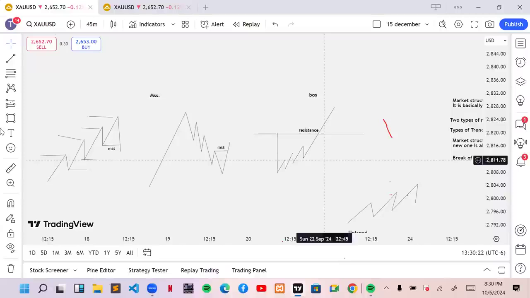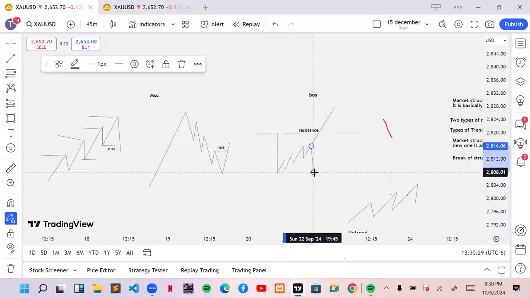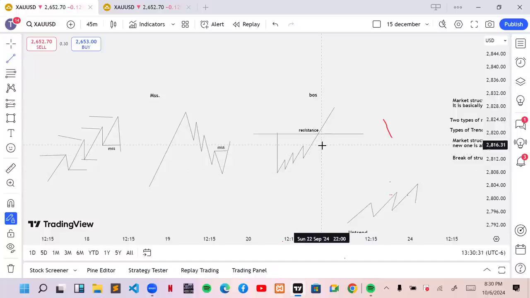If it was a market structure shift, the market would not break to the upside. It would simply break down, changing direction to the downside. But in a break of structure, it will still break towards the direction that the market was trending in before. That is the difference between market structure shift and break of structure. In a market structure shift, it changes direction to the opposite side. In a break of structure, it still maintains its current direction, but it breaks a key level in the market.